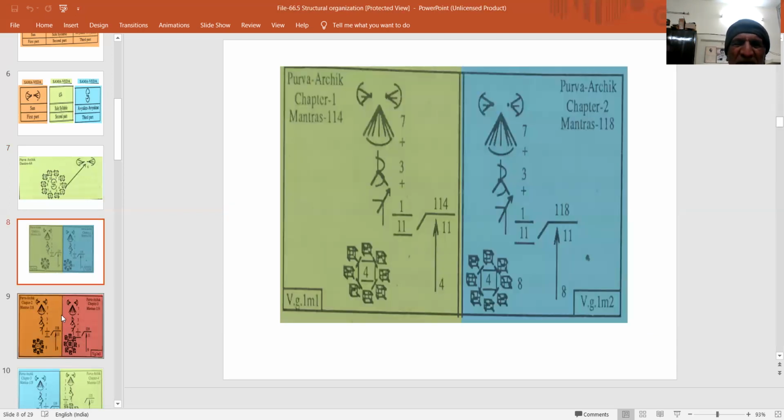Now, see the total mantras of chapter 1 of the Purve Archik. Purve Archik is a scripture of 6 chapters. The total number of mantras of chapter 1 are 114.